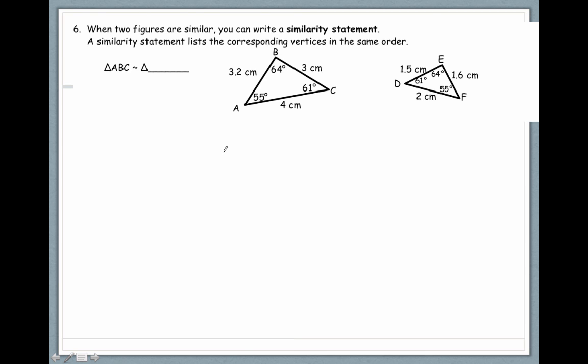Okay, so we can write a similarity statement, and remember that congruence also adds an equal sign. So in congruence, they're not only similar, but actually the same. So similar means this, it could have been blown up. A is 55, F is 55, so F goes first. B is 64, E is 64, so E goes next. C is 61, D is 61, so D goes next.